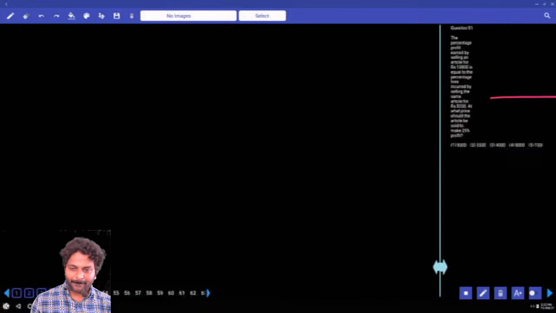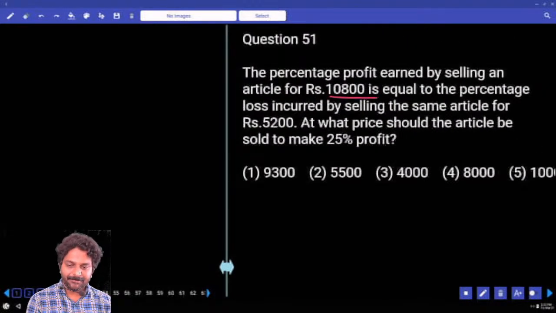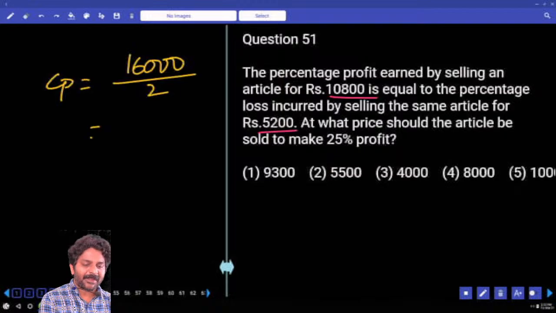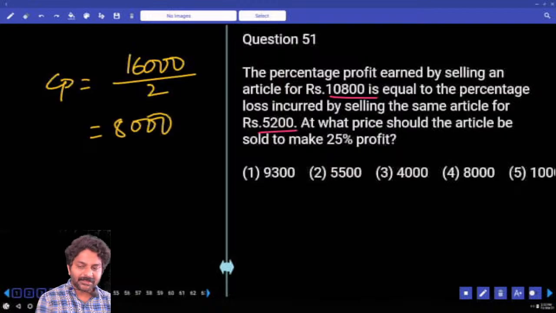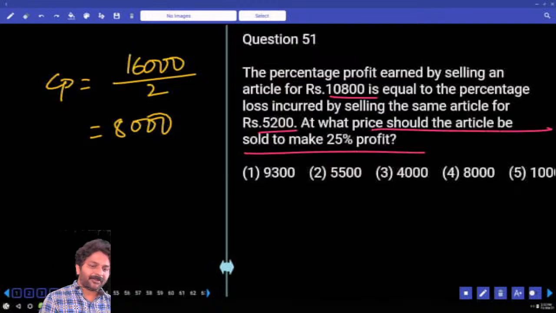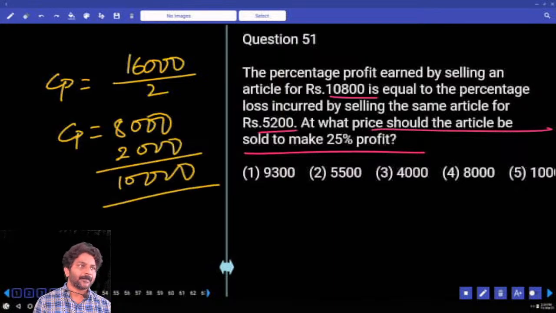Is that okay? Right. So now, what is the sum of the selling prices? 16,000. Then cost price is equal to the sum divided by 2, which is 8,000. At what price should the article be sold to make 25% profit? Cost price is 8,000. Profit 1/4, 25%. How much is that? 2,000. If you add 2,000, the selling price becomes 10,000.